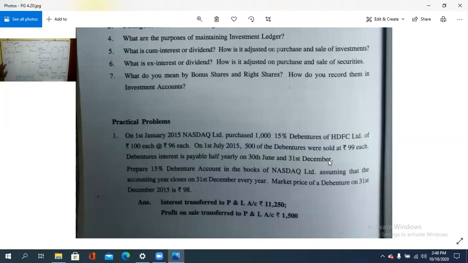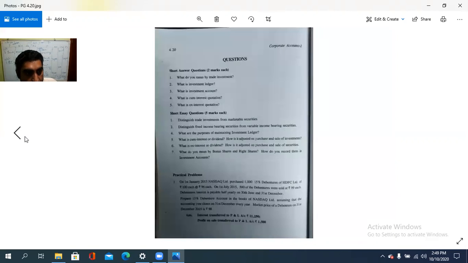And then finally, the profit is to be transferred to the P&L account, and also the interest amount is to be transferred to the P&L account if it is a profit. In such a case, the investment account, here the debenture is the investment, so investment debenture account debit to P&L account, and in case of a loss, P&L account debit to debenture account or investment account. Clear? So in this way we are clearing the problems with regard to this investment account.